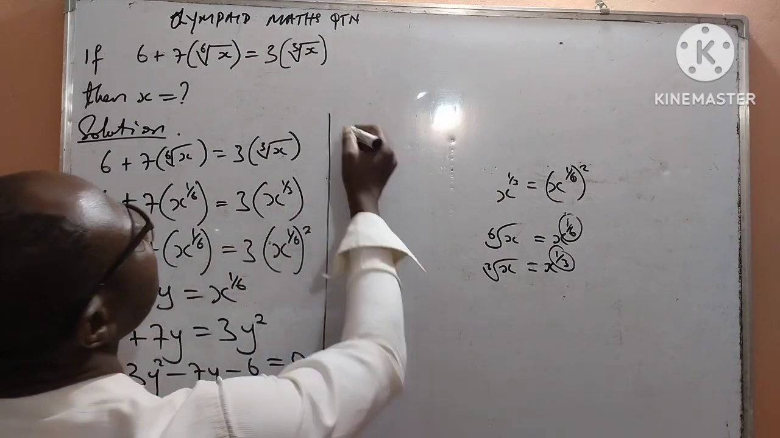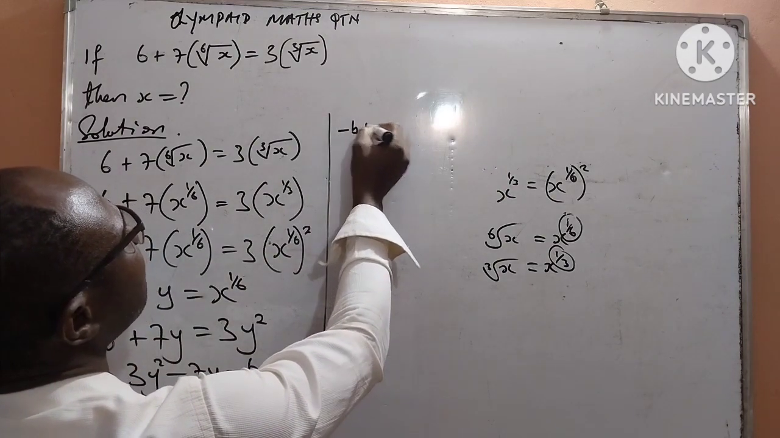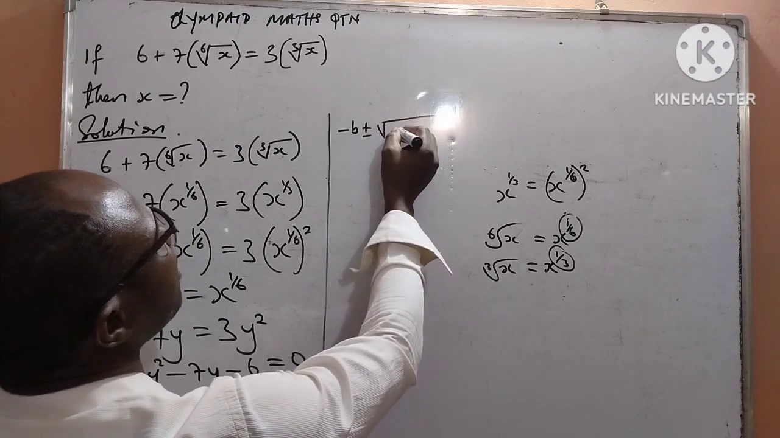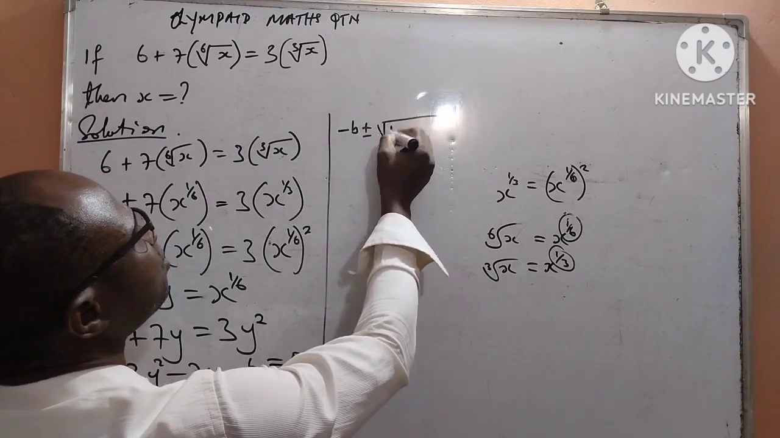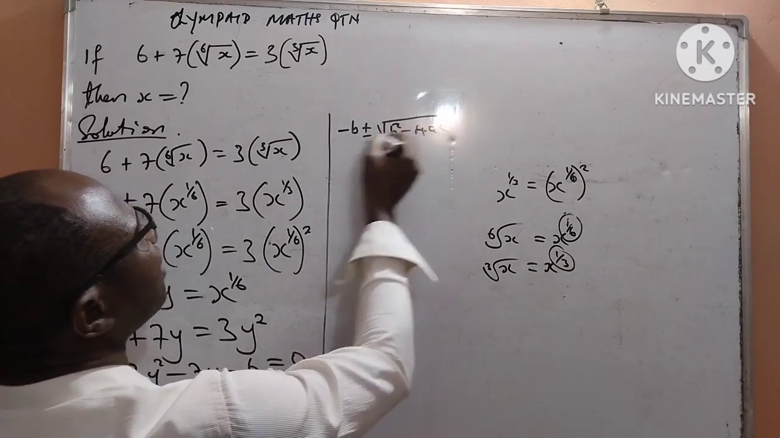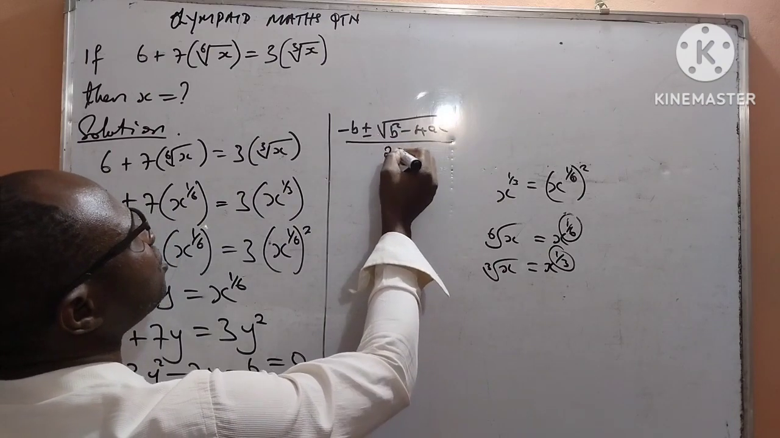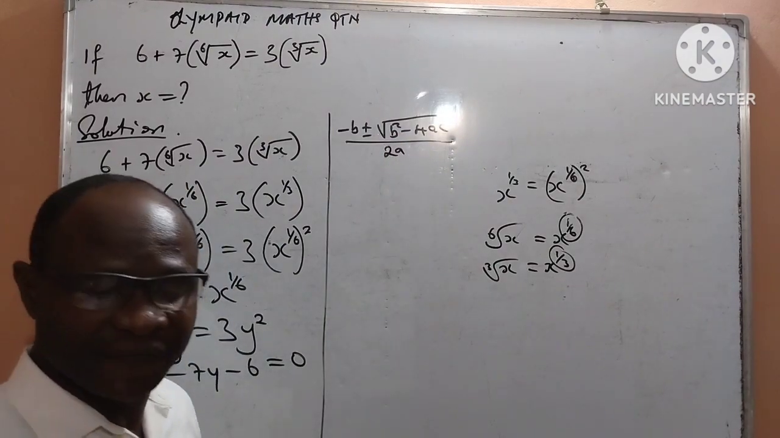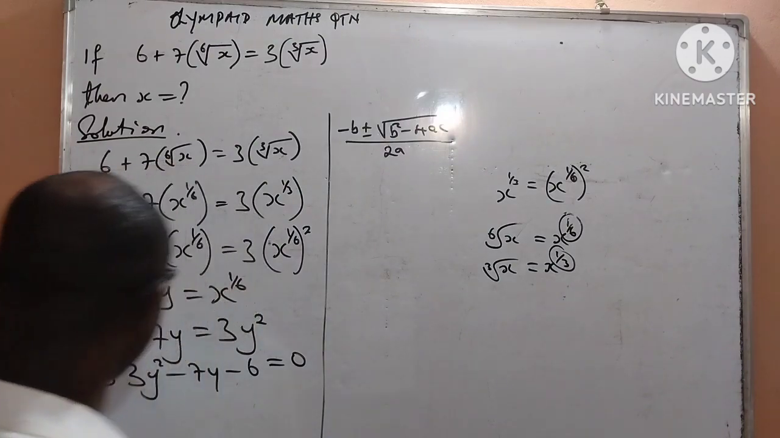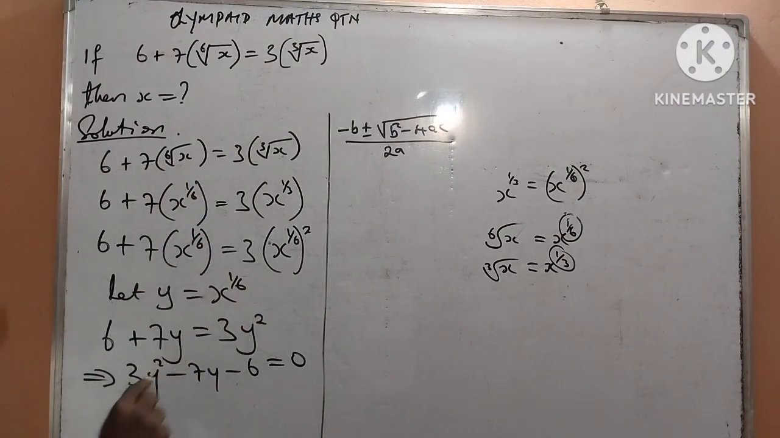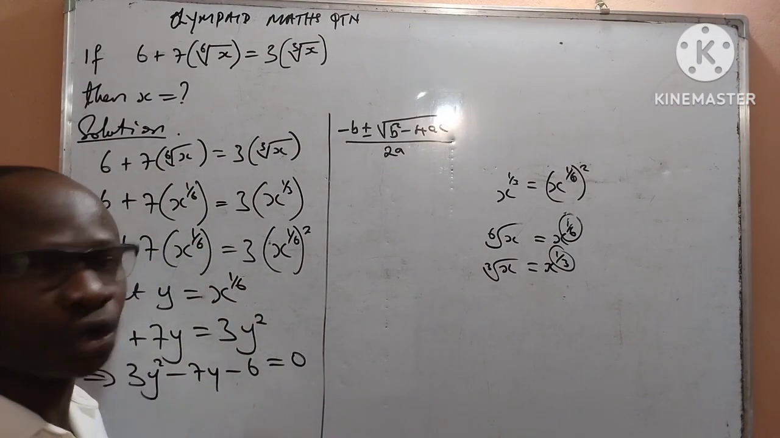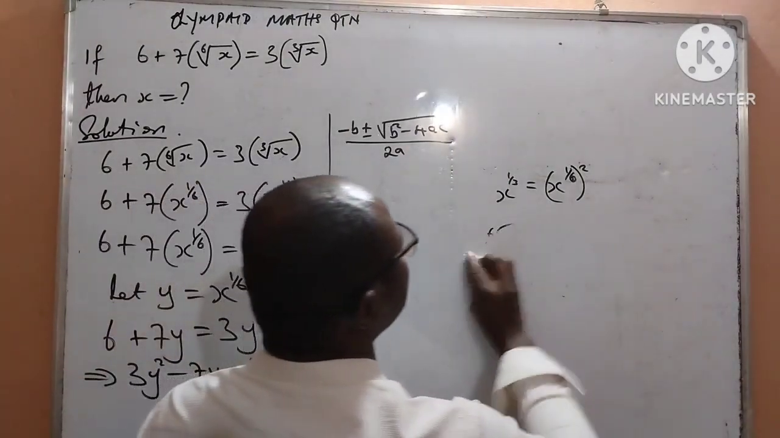It says that x equals negative b plus or minus the square root of b squared minus 4ac, all over 2a. This is called the quadratic formula. We are going by the quadratic formula because our question has resolved to a quadratic equation.